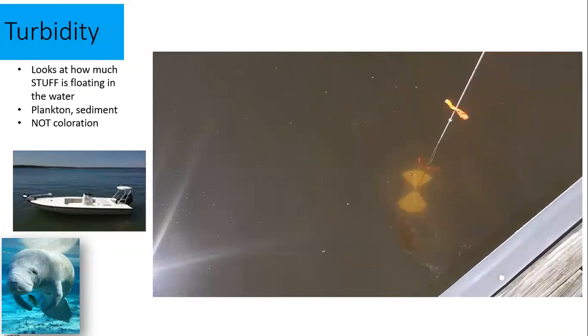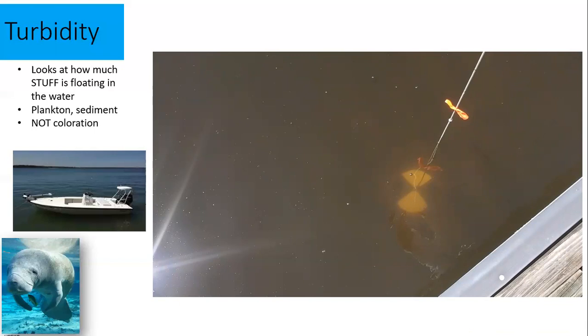Now, in our estuaries, a lot of times it's so shallow that these discs will hit the bottom before we get a reading. And as you can see, the color of the water is kind of brown. That's because, again, of all those mangrove leaves falling in the water, releasing that tannic acid, which does change the color. And remember, turbidity isn't looking at the color, it's looking at the stuff floating in the water.